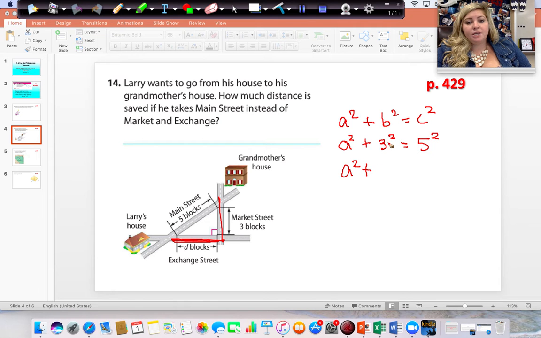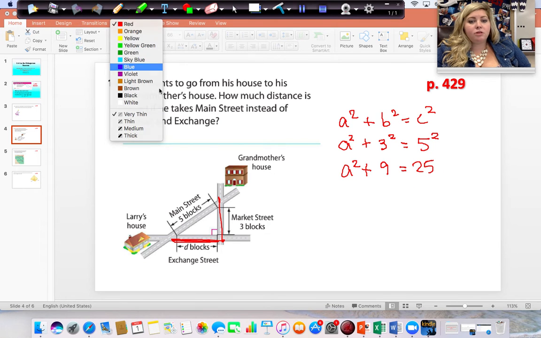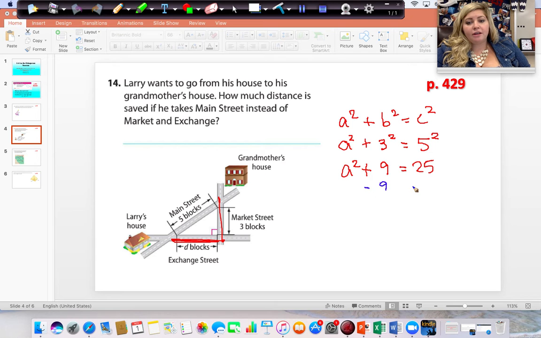So 3 times 3 gives us 9, and 5 times 5 gives us 25. So to start solving this, we need to subtract 9 from both sides. This cancels, and we're left with A squared on the left, and 25 minus 9 on the right, which is 16. To solve this, we need to take the square root of 16, and the square root of 16 is 4, because 4 times 4 gives us 16.